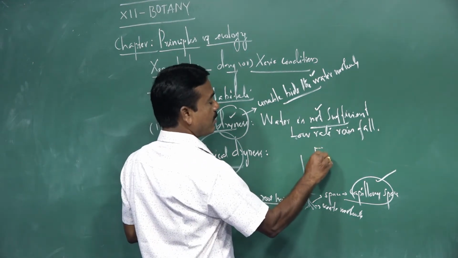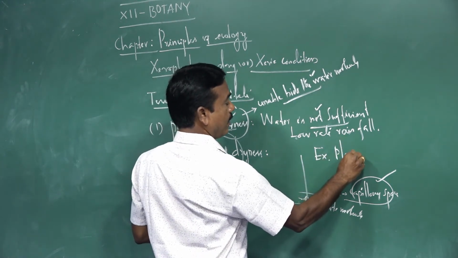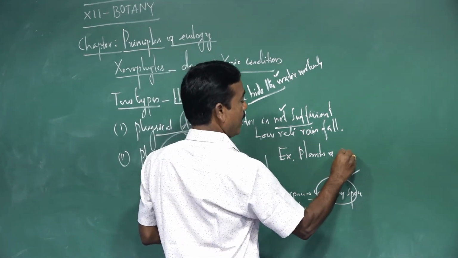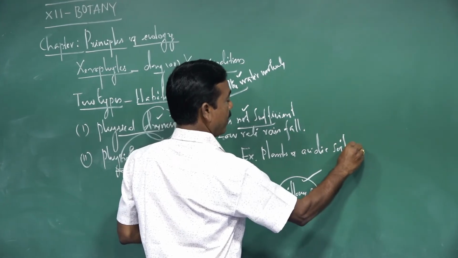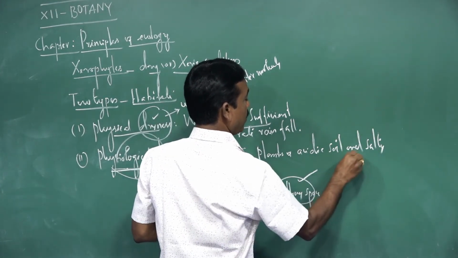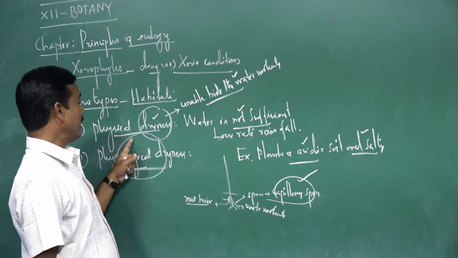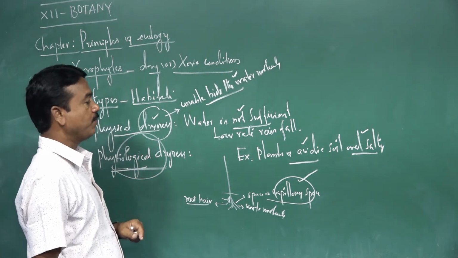What are the examples of those kinds of plants? They are commonly called plants of acidic soil and the salty region. So salty regions and acidic soils, those two kinds of habitats, are where they generally appear.